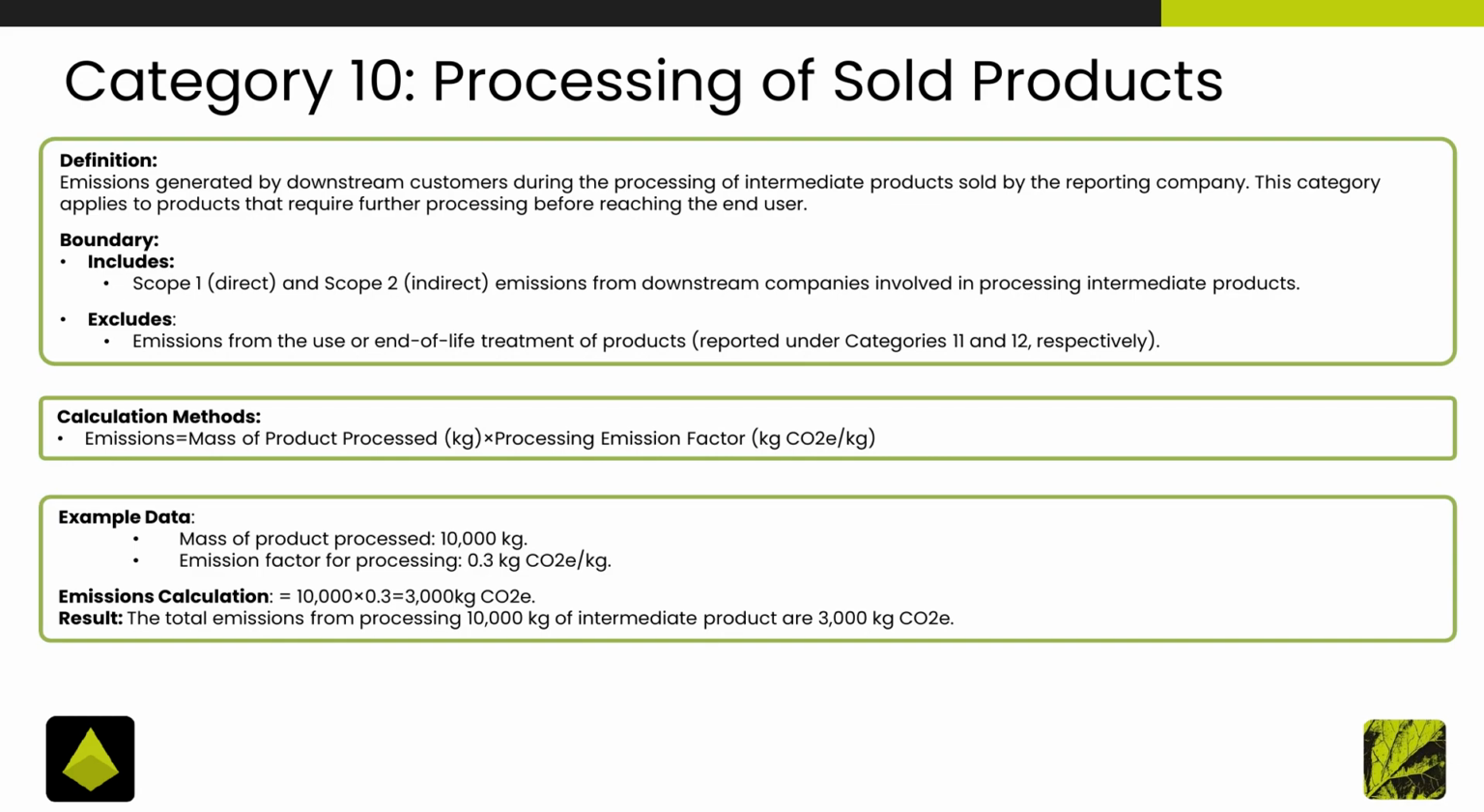For example, if 10,000 kilograms of product is processed with an emission factor of 0.3 kilograms of CO2 per kilogram, this results in 3,000 kilograms of CO2 equivalent. Understanding these stages helps companies engage with partners to drive down emissions effectively.